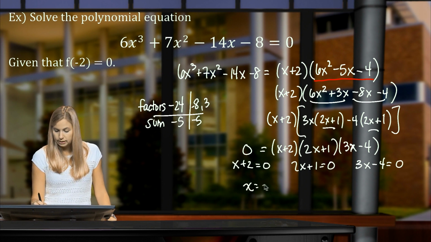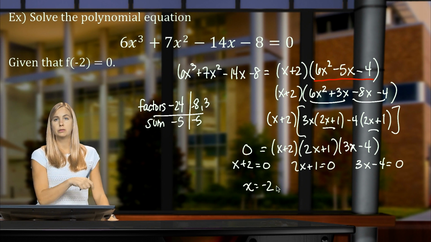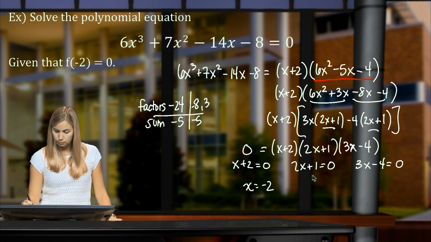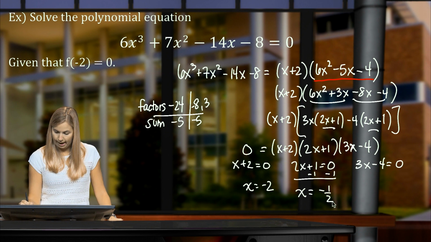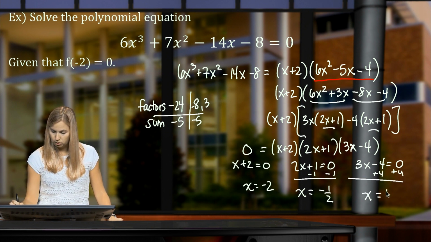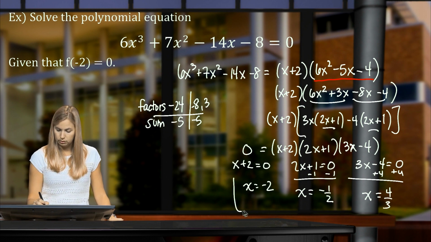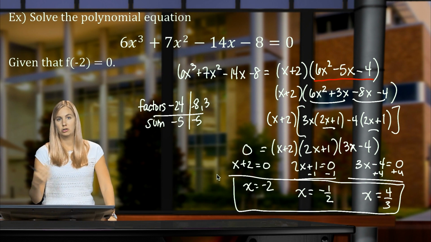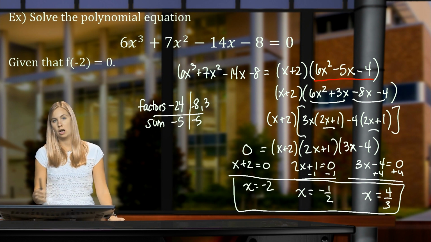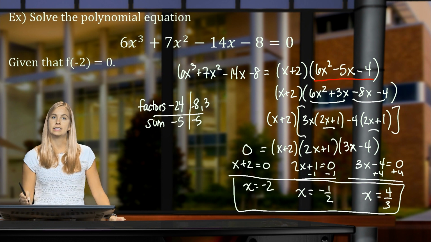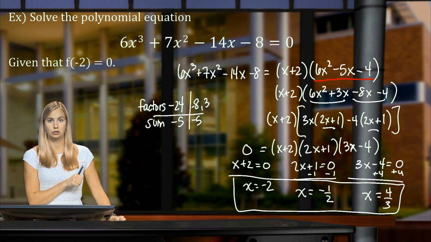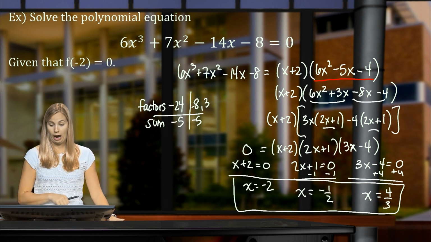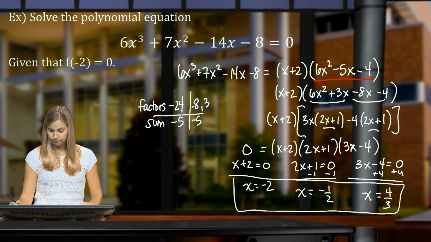We get x equals -2, which we already knew. That was the 0 that was given. X equals -1/2. And x equals positive 4/3. Those are the three zeros of this polynomial. So now we're just one step closer to graphing that, which we're not going to do here, but we see that this is how we can use solving polynomials to help us with graphing our polynomial functions.